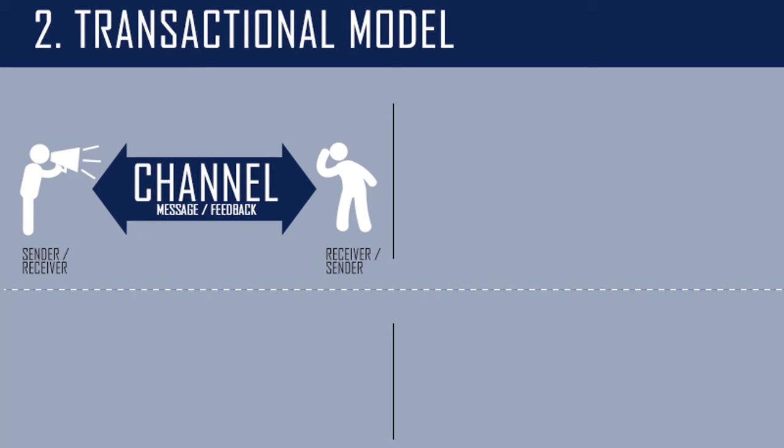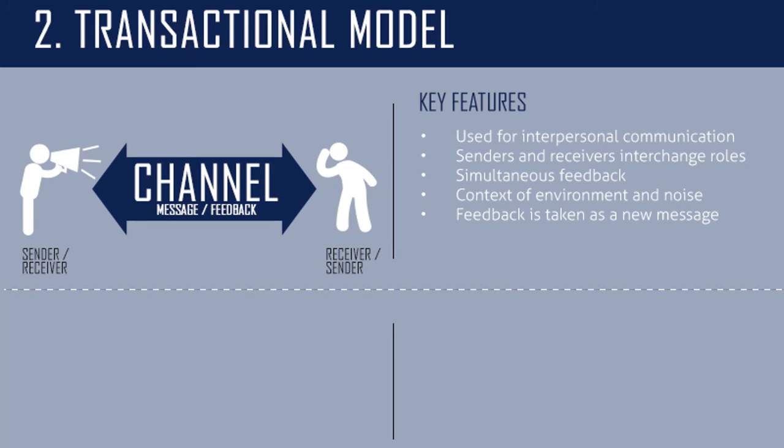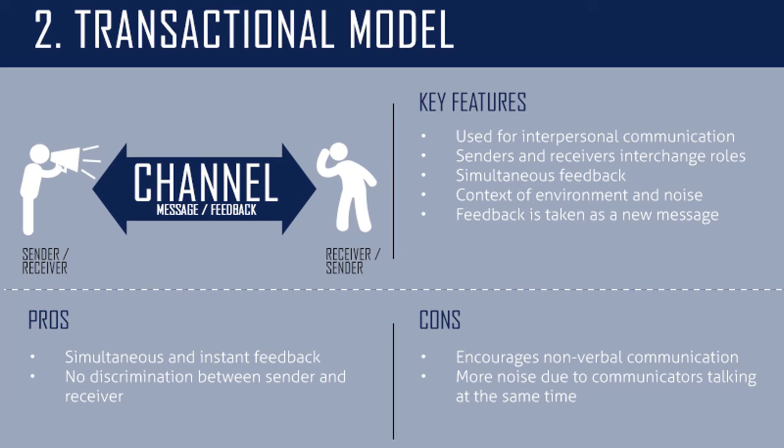Transactional model is used for interpersonal communication where senders and receivers interchange roles. It also has simultaneous feedback. The context of noise and environment is important because they can affect the message. One key feature of this model is that feedback is taken as a new message. Two good things about this model are simultaneous and instant feedback. There is also no discrimination between the sender and receiver. However, this is more complicated for it encourages nonverbal communication, and there will be more noise due to communicators talking at the same time.